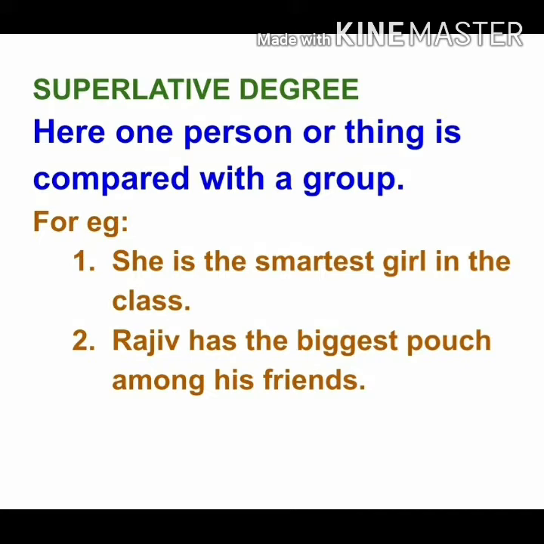Superlative degree. Here, one person or thing is compared with a group. For example, she is the smartest girl in the class. Here, she is being compared with all the children in the class.